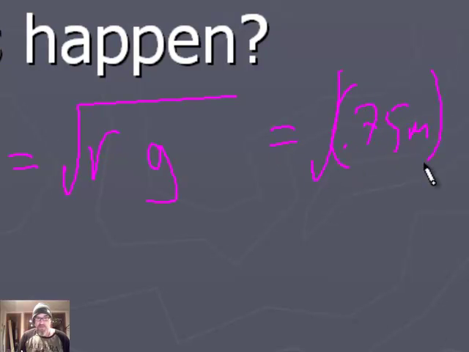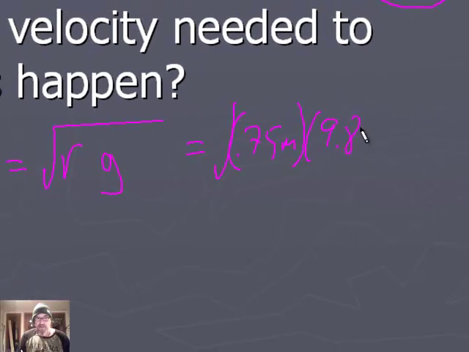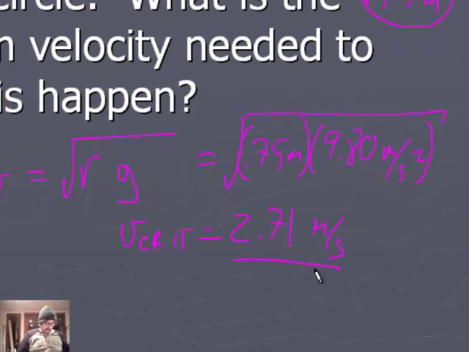So we'll plug that in here for radius, 0.75 meters, and it's happening on Earth, let's say, so 9.80 meters per second squared is the acceleration due to gravity, and then we can find our critical speed here. Let's make sure the units work out right. Meters squared over seconds squared, the square root of that would be, in fact, meters per second. If you do your calculations, the numbers come out to 2.71 meters per second. So if you go slower than 2.71 meters per second, the thing's going to stall out and it won't be able to make the circle.